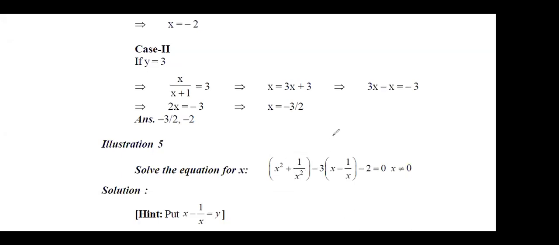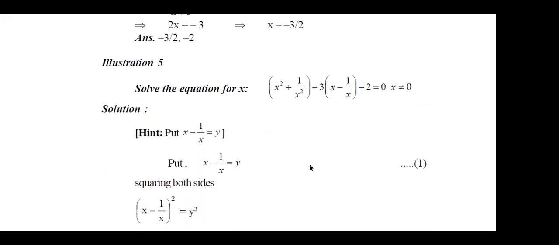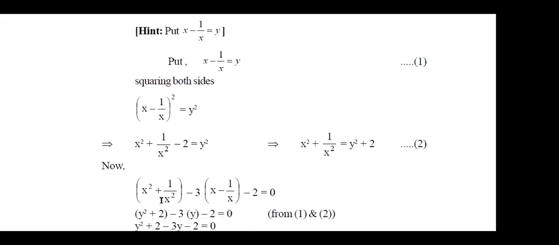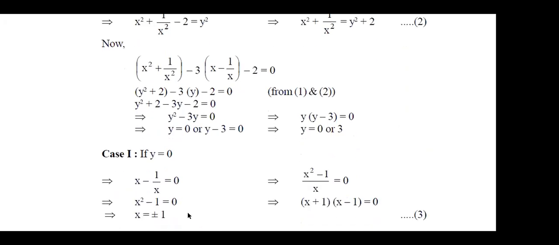But what do we do with this x square plus 1 by x square? We can say that x square plus 1 by x square is equal to x minus 1 by x whole square plus 2. Yes or no? So I'll just put it in, and my equation would be something like this: y square plus 2. After solving, I'll get x is equal to plus minus 1. The answer is plus minus 1.